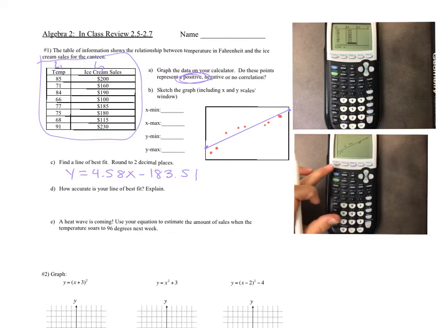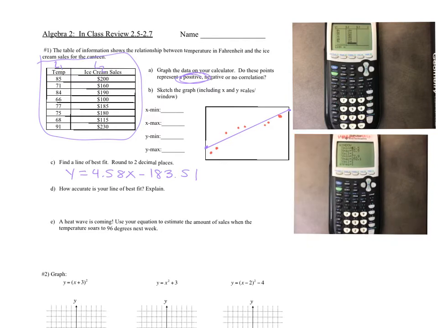And then if you go back to your calculator and you hit window, that window tells you your X min, so 63.5, your X max, which is 93.5, your Y min, which is 77.9, and your Y max, which is 252.1. Okay, and that's all you need for graphing calculator. So I'm going to turn this video off. And then we're going to keep going from there.